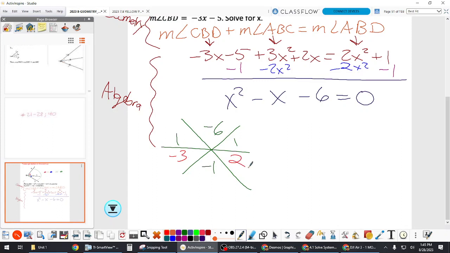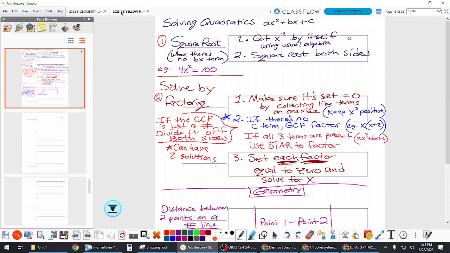Negative 3 and positive 2. Because a is 1, neither of these reduce. So we have our two binomials: x minus 3 times x plus 2, still equal to 0. Okay? And then let's go back to the note. We have done the star and we're factored. Set each factor equal to 0 and solve for x.